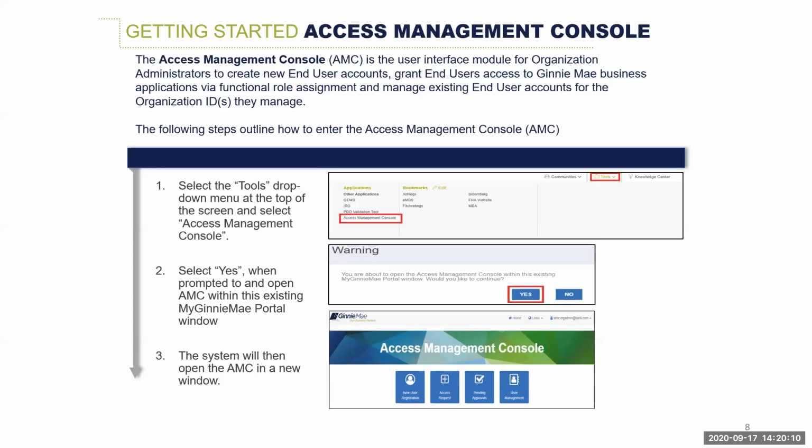There'll be a warning message. You will select yes to be directed to the Access Management Console, and then you'll land on the landing page for the AMC. There will be tiles there that you can use to send registration invitations, approve requests, and to manage user accounts. So any functions that you need to complete as an organization administrator are done right here in the Access Management Console. Next slide.